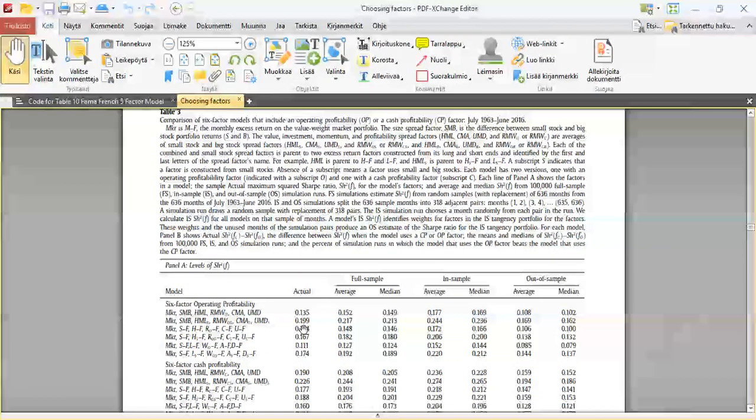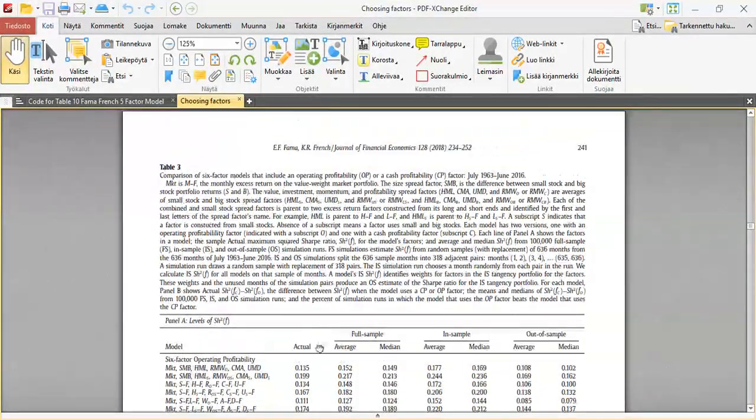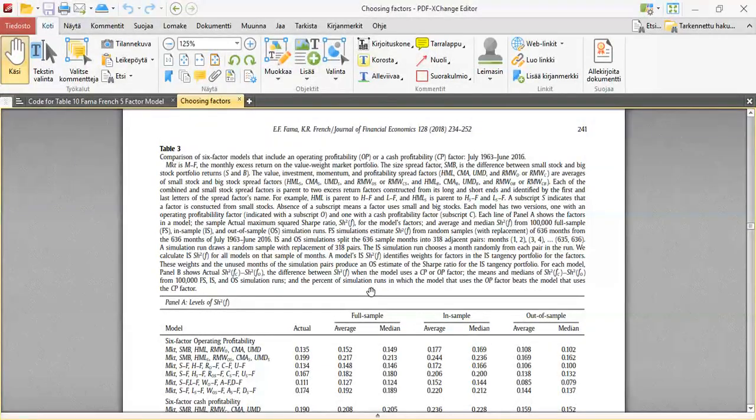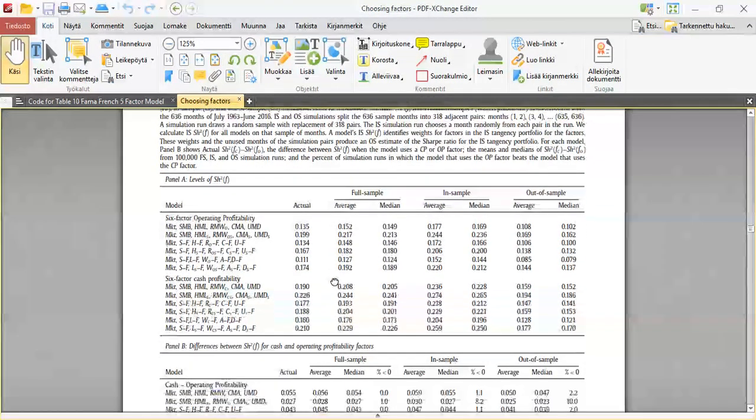The question arises, how do we evaluate models that are non-nested? Non-nested models are models that have at least one regressor that is different from each other. Here, in table 3, the table description reads: comparison of 6-factor models that include an operating profitability or a cash profitability factor. So we have here two different main models.